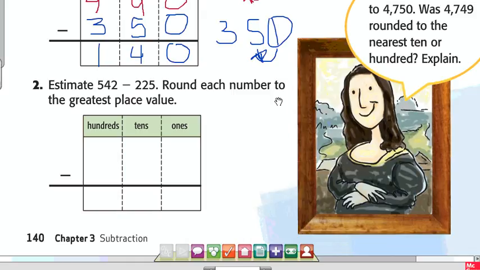Now number 2 says, estimate 542 minus 225, round each number to the greatest place value. So each number that I have has 3 digits in it. So what place value am I going to round it to? 100. So I got 542. What number is in the hundreds place? 5. You're looking to the right, what does the 4 say? So the 5 stays the same, and replace the other 2 numbers with 0.